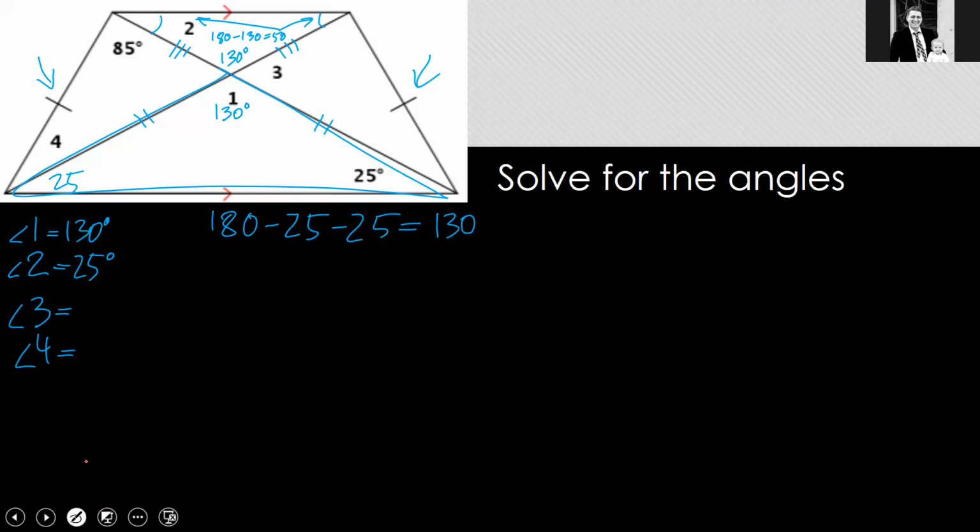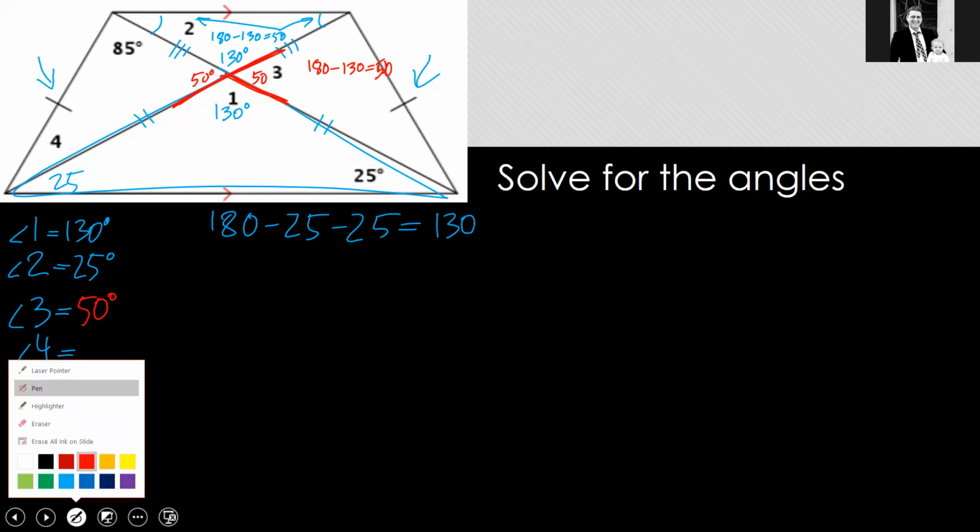Now let's look to solve for angle 3. Angle 3, I see a straight line here, and this is a 130-degree angle, so I need to take that away from 180, since all straight lines add up to 180, in order to solve for angle 3. 180 minus 130 is 50 degrees. And then finally, I have angle 4. Well, if I know this is 50 degrees, by the vertical angles theorem, I know this is 50 degrees.